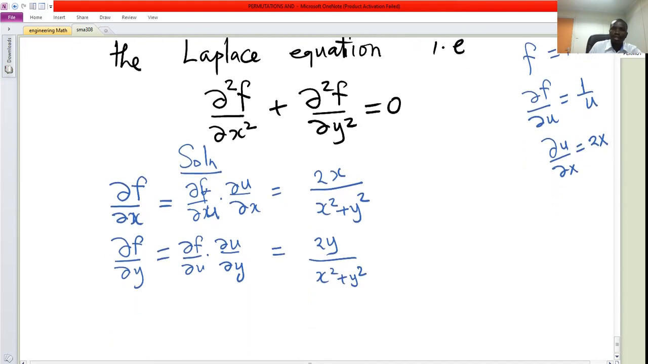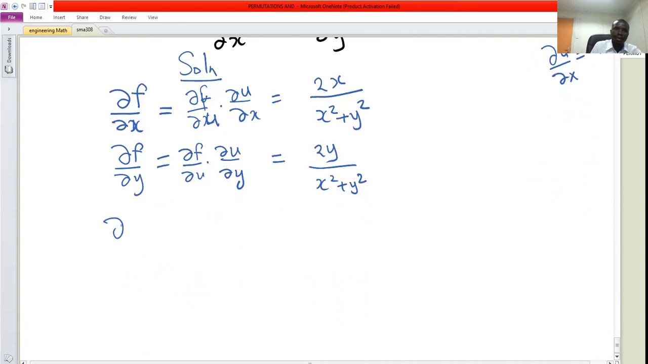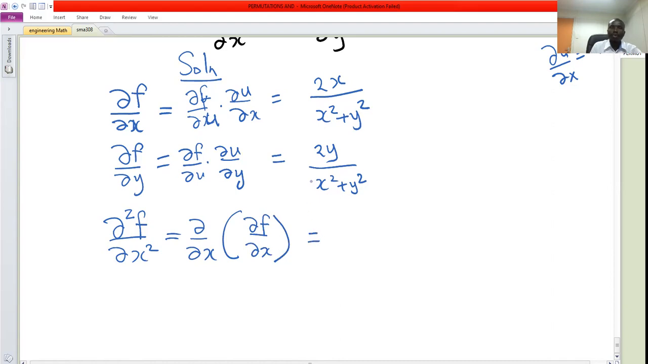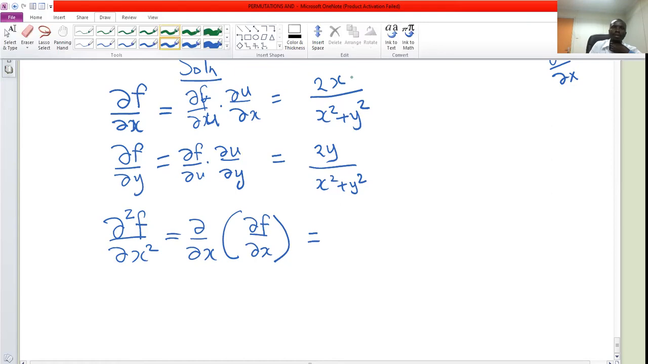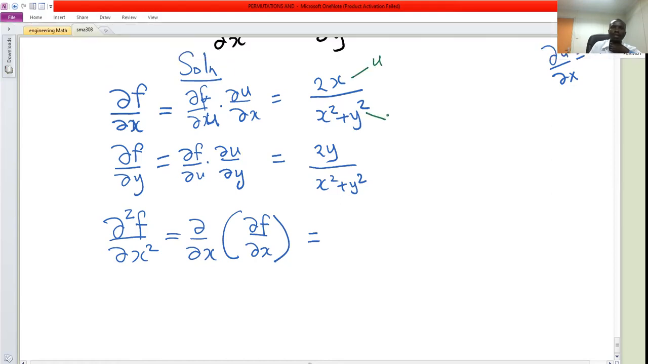Now we need to get the second partial derivatives. Remember, partial squared f partial x squared is the same as partial x of partial f partial x. So we let this numerator be u, and this denominator be v. We are going to use the quotient rule, which is given by u prime v minus v prime u over v squared.